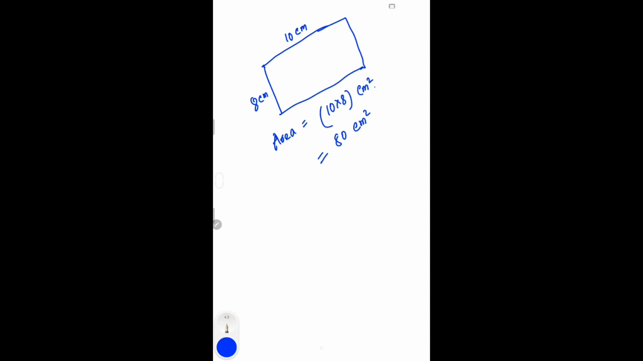Now if we divide the rectangle into 4 equal rectangles, so that is the division. Here it becomes 4 and that becomes 5.